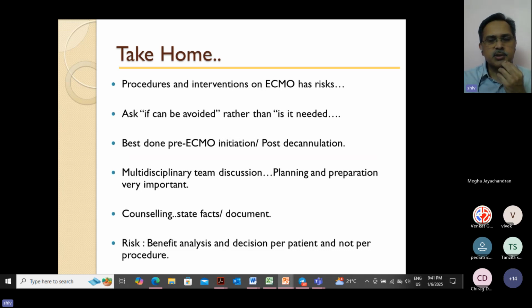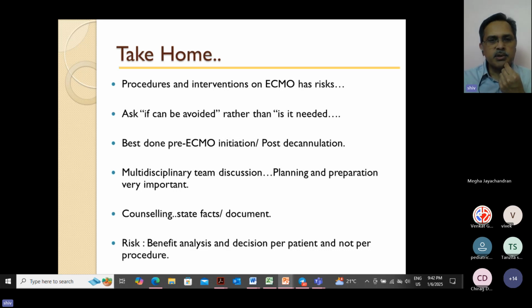So ask yourself if you can avoid it, rather than asking, is it needed? I think that's a very important question. Best done pre-ECMO initiation or post-decannulation, or if it cannot be avoided, maybe the first few days of being on ECMO. Proper discussion needs to be had with the multidisciplinary team, and we need to plan very well and prepare very well. That's very, very important.